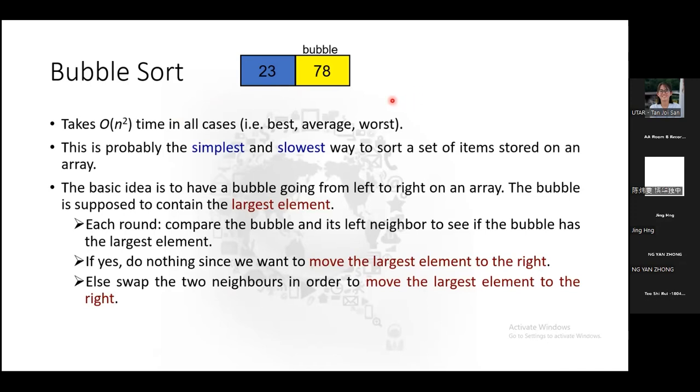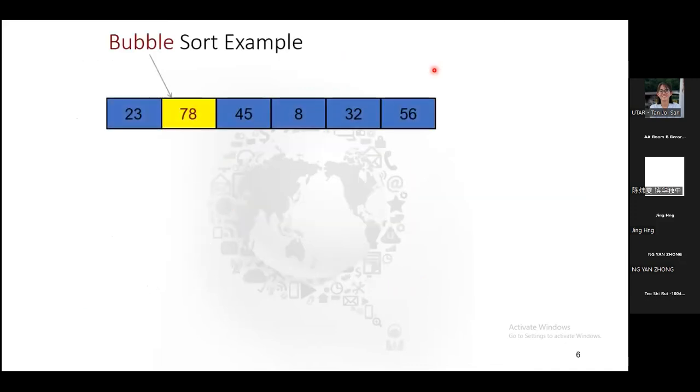So the basic idea is that we have a bubble going from left to right on an array. The bubble is supposed to contain the largest element. In each round, compare the bubble and its left neighbor to see if the bubble has the largest element. If yes, do nothing. Else, swap the two neighbors in order to move the largest element to the right. So how does it work? Let's see some examples.